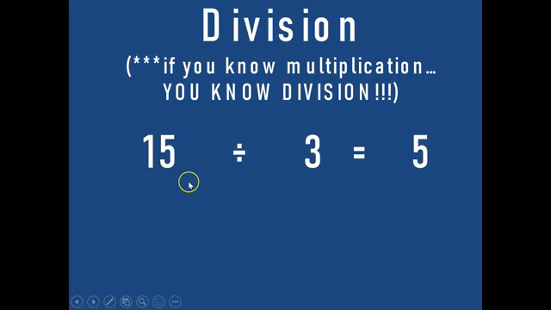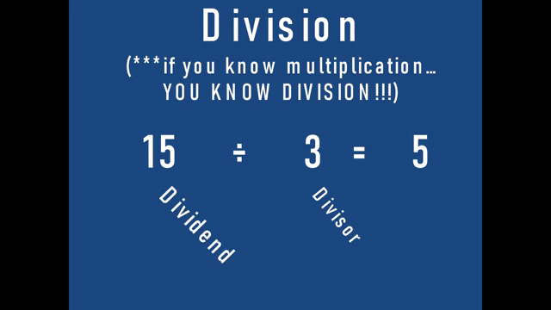If we go 15 divided by 3 is equal to 5, well, 15 is called the dividend. 3 is called the divisor. And 5 would be the quotient or the answer.